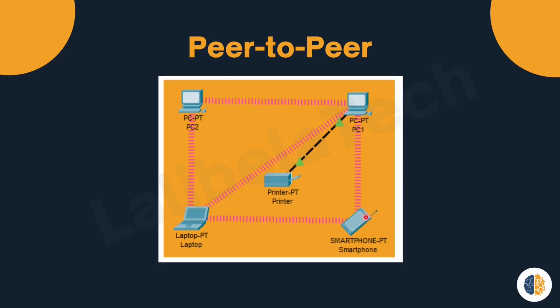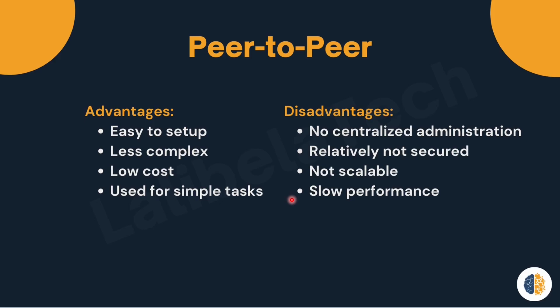In this diagram, the phone, the laptop, PC2, PC1, and even the printer share information without the involvement of a central server. Let me ask you this. What are the steps you are following when you want to send a file from your phone to your laptop? Now it's time to discuss the advantages and the disadvantages of peer-to-peer communication.